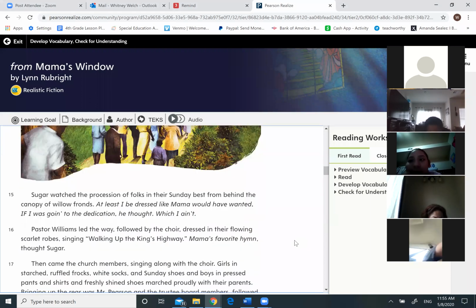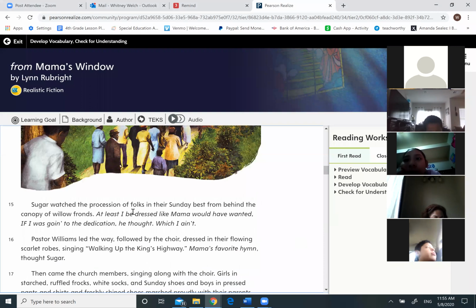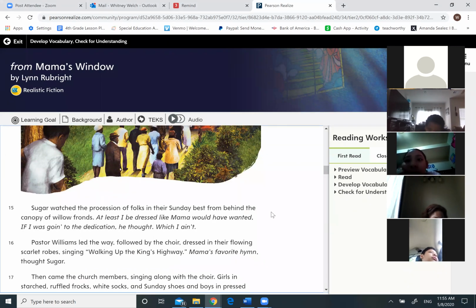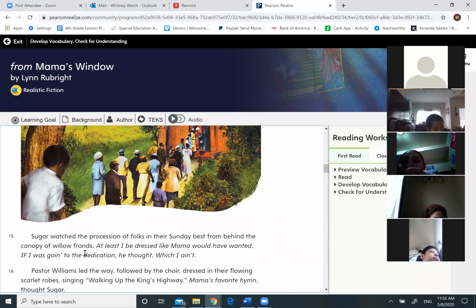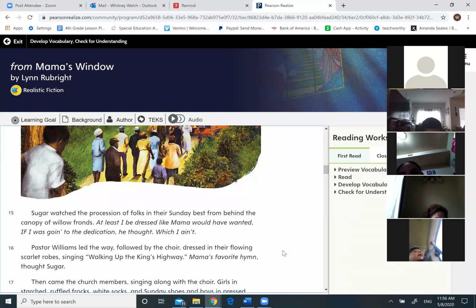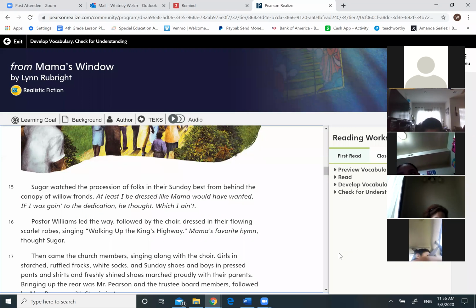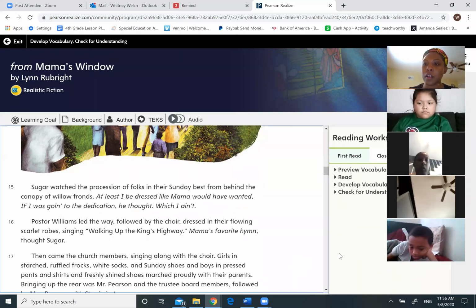About that. So it says, Sugar watched the procession of folks in their Sunday best from behind the canopy of willow fronds. At least I'd be dressed like Mama would have wanted if I was going to the dedication, he thought. Which I ain't. Pastor Williams led the way, followed by the choir, dressed in their flowing scarlet robes, singing, walking up the King's Highway. Mama's favorite hymn, thought Sugar. All right.